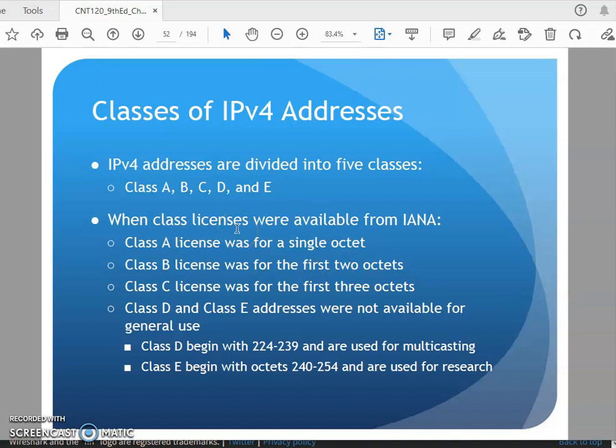The 5 classes A, B, C, D, and E were set up for this. For Class A, they specified the first octet. Class B, they specified the first 2 octets. Class C, they specified the first 3 octets. D and E were set aside for special purposes: D for multicasting and E for research. Okay, so there were my 5 classes.